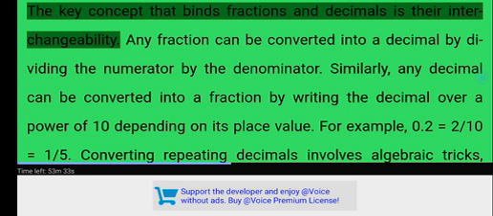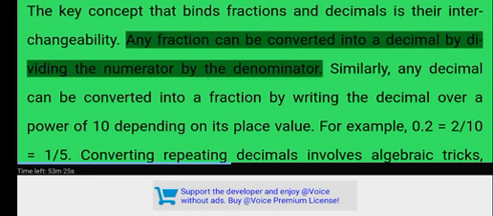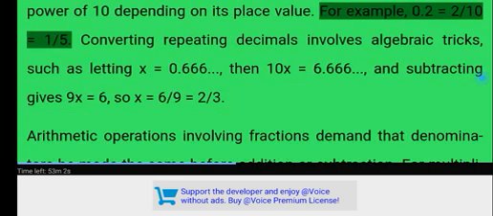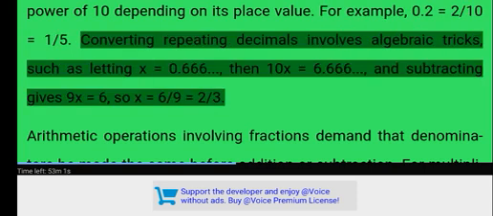The key concept that binds fractions and decimals is their interchangeability. Any fraction can be converted into a decimal by dividing the numerator by the denominator. Similarly, any decimal can be converted into a fraction by writing the decimal over a power of 10 depending on its place value. For example, 0.2 equals 2/10 equals 1/5. Converting repeating decimals involves algebraic tricks, such as letting x equals 0.666, then 10x equals 6.666, and subtracting gives 9x equals 6, so x equals 6/9 equals 2/3.